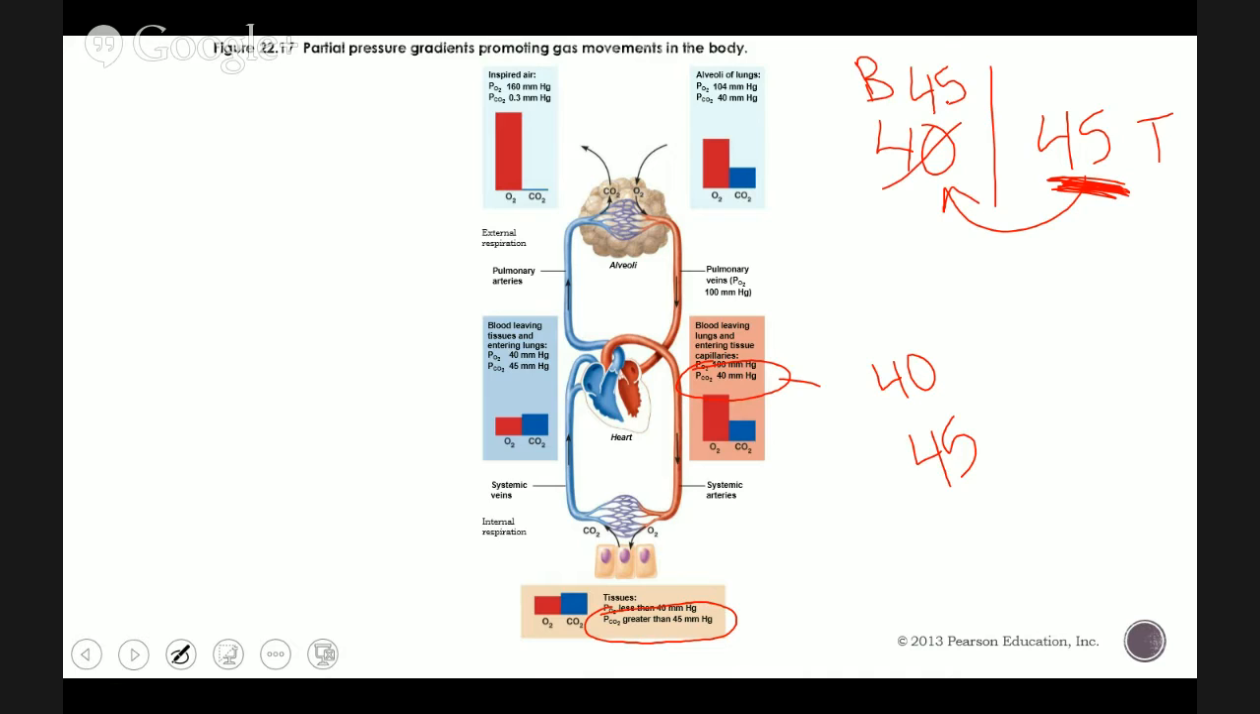So is it any surprise here that the blood leaving the tissues and entering the lungs has a partial pressure of 45 for the carbon dioxide? See, that's it. So then it returns to the alveolus. And now we have a partial pressure of 100 versus a partial pressure of 40. So we compare 104 to 40. Which way is oxygen going to move? Into the alveolus or out of the alveolus?